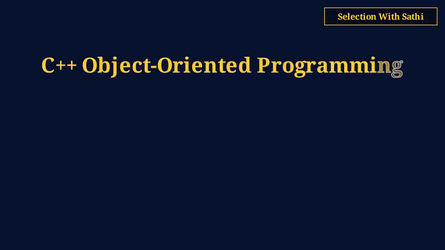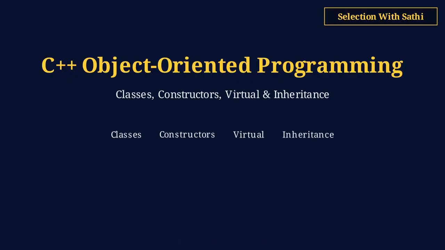Welcome to Selection Sathi. Today we learn C++ object-oriented programming: classes, constructors, inheritance, and virtual functions. OOP is the paradigm that makes C++ powerful for building large-scale software. These concepts are fundamental for GATE, interviews, and real-world development.